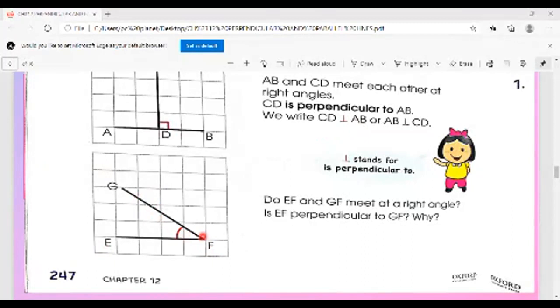Is there any right angle in this picture? No, because they are not meeting at a right angle. They are not making a perfect L. So what you will say is EF is perpendicular to GF.